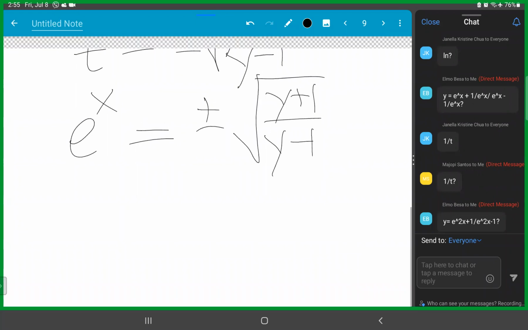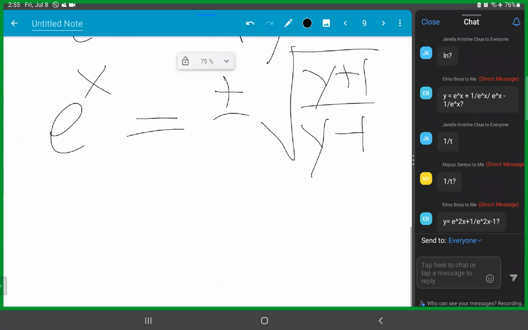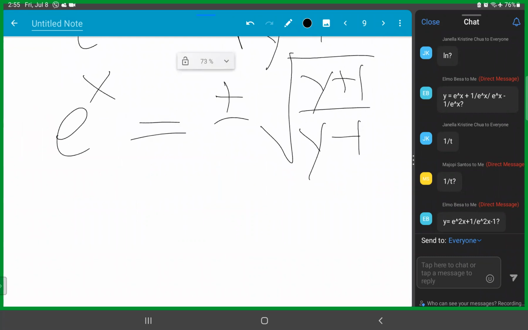Yan. E to the x equals plus minus square root of y plus 1, y minus 1. Anong gagawin? X is an exponent. E is the base. We undo. So we use ln again.